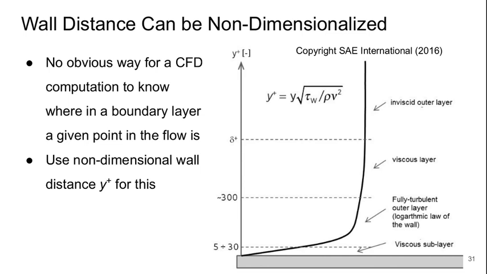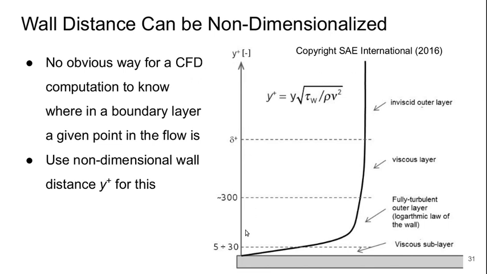The way we do this is by taking advantage of the fact that non-dimensionally, the velocity profile in boundary layers tends to be somewhat universal if non-dimensionalized in the appropriate way. There's also no obvious way for a CFD calculation to know where in the boundary layer a point in the flow is. So we use the non-dimensional wall distance called y plus for this. And y plus is the distance from the wall. We're assuming the y coordinate is perpendicular to the wall, but that's just to make it easy to define; y is actually just distance normal to the wall. So y plus is that times the square root of tau wall, which is the wall shear stress, divided by rho, and the viscosity squared.